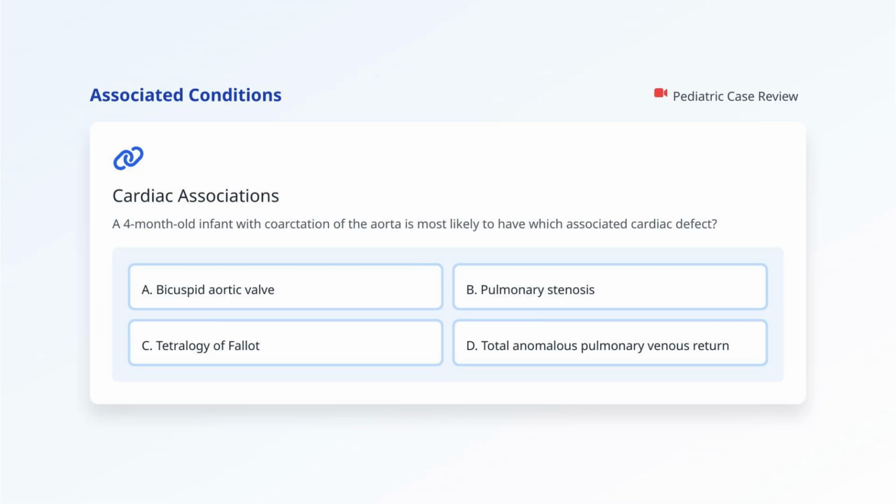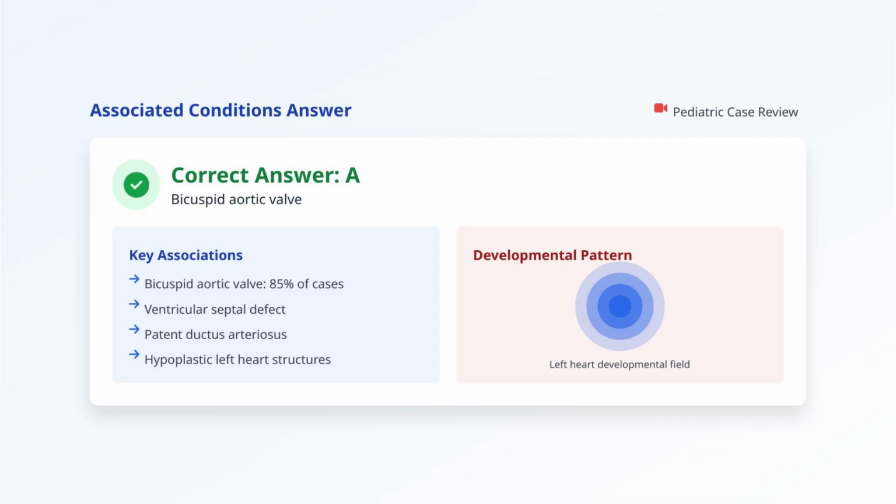A 4-month-old infant with coarctation of the aorta is most likely to have which associated cardiac defect? A. Bicuspid aortic valve. B. Pulmonary stenosis. C. Tetralogy of Fallot. D. Total anomalous pulmonary venous return. The correct answer is A.